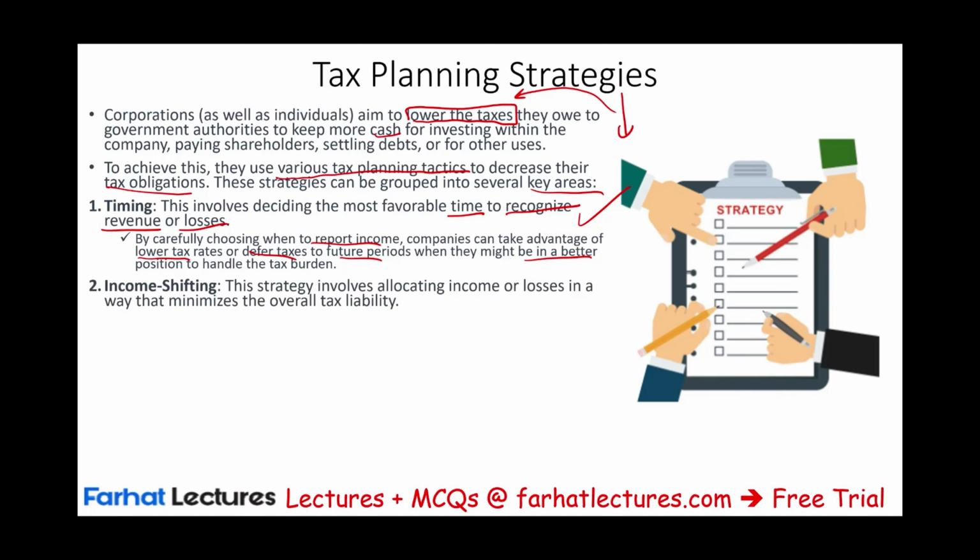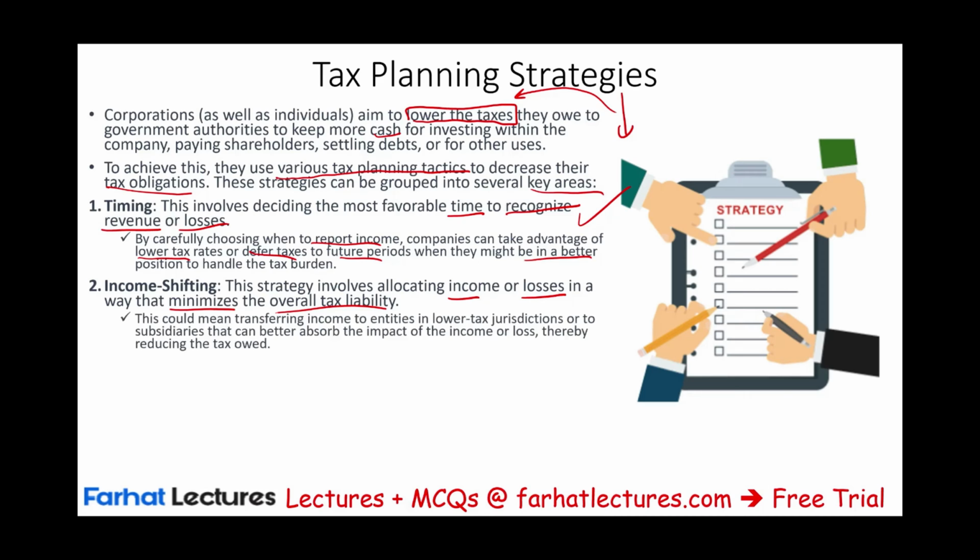Another strategy is income shifting. This involves allocating income or losses in a way to minimize the overall tax liability. How so? Well, we're going to have a recording for this, but I'm just going to give you a taste of it. For example, transferring income to entities in a lower tax jurisdiction, as long as that's legal, or to subsidiaries that can better absorb the impact of the income or the loss, by doing so lowering our overall tax bill. So income shifting is another strategy, and we'll have maybe one or two sessions about shifting income.